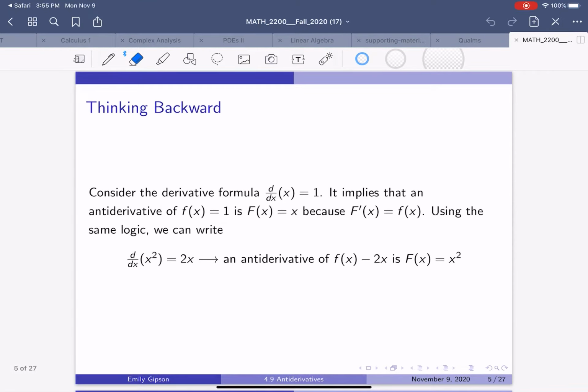So how exactly do we do that? We do that through thinking backwards. Consider the derivative formula d dx of x equals 1. It implies that the antiderivative of f of x equals 1 is capital F of x equals x, because capital F prime of x equals lowercase f of x. Using the same logic, we can write d dx of x squared equals 2x, so the antiderivative of f of x equals 2x is capital F of x equals x squared.